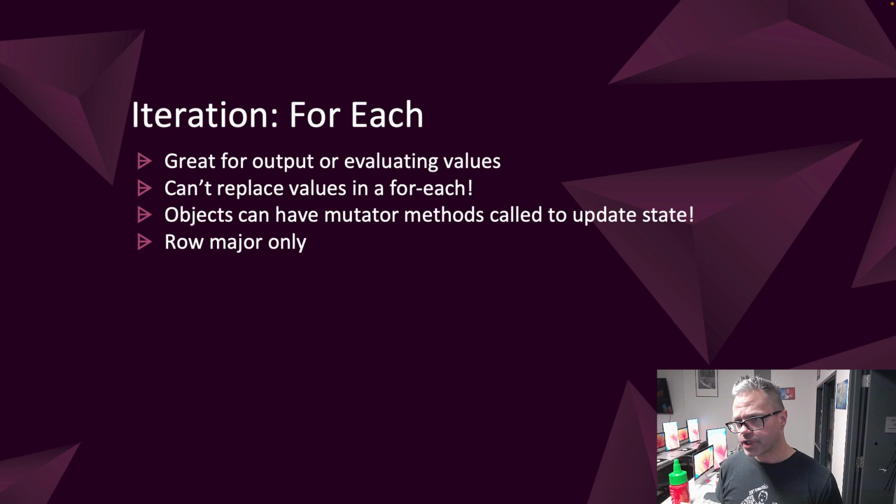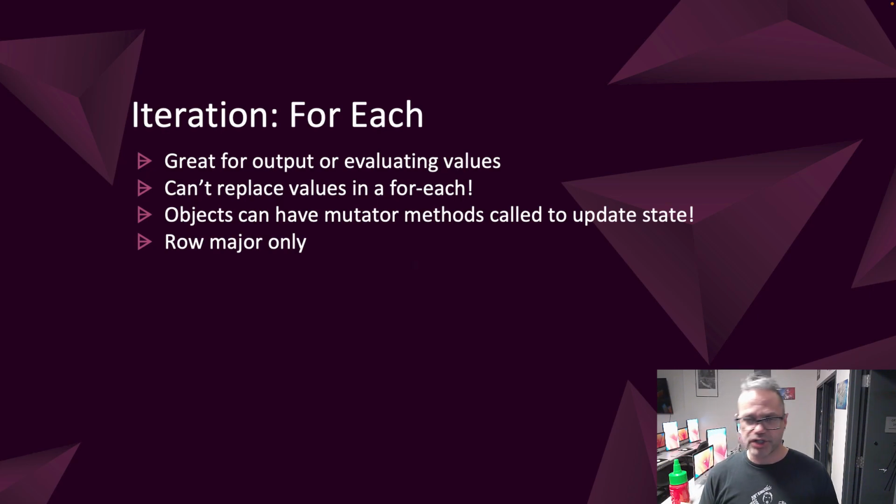When we want to use a for each, though, we can also use a for each very effectively with a 2D array. It's great for outputting values or evaluating values or doing updates on an object. You can't replace values, however, in a for each. There's no assignment. You can't use the equal sign to make any changes to that. Objects that have mutator methods can be called to update that state. So remember, that doesn't include strings because strings are immutable and you can't update a string without replacing it. So no strings, but objects other than that, totally cool to do.